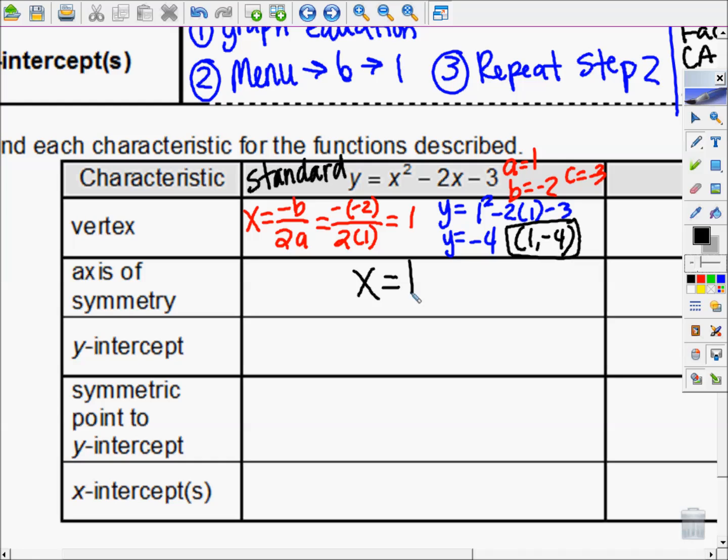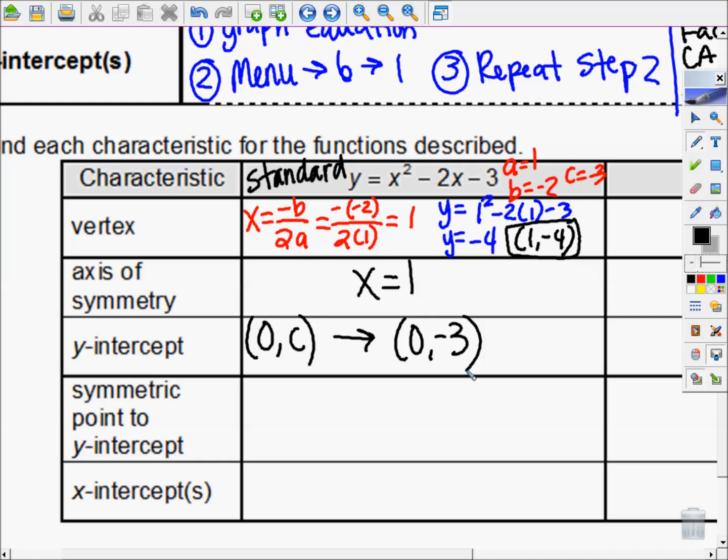Can I find my y-intercept now? Yes. What is it? 0, -3. I mean, no, 4. No, Nick, you're right. Oh yeah, because it's the B. It's your C. Remember, your y-intercept is whatever your C is, and what did we say C was? -3. So my y-intercept is 0, -3. All right, we need to find the point that's symmetric to my y-intercept.